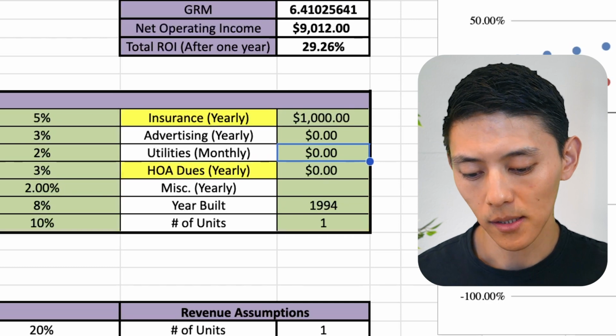All right, another one is utilities. Most single family homes, you as a landlord will not have to pay utilities. But if you have a fourplex or a duplex, then you might have to pay utilities for the water and possibly electricity. It really depends on what's normal for the property that you invest in.